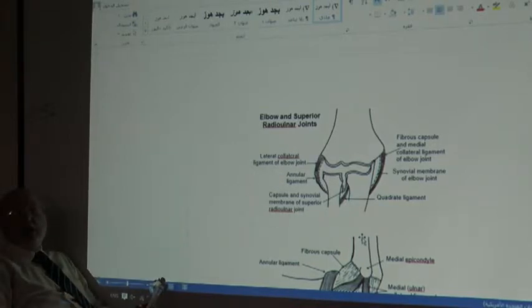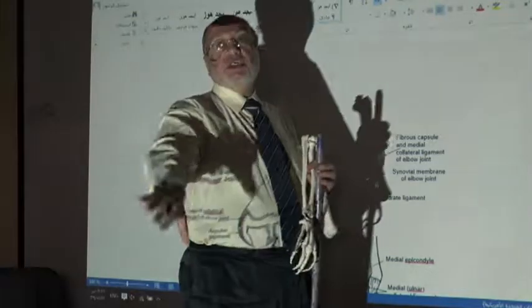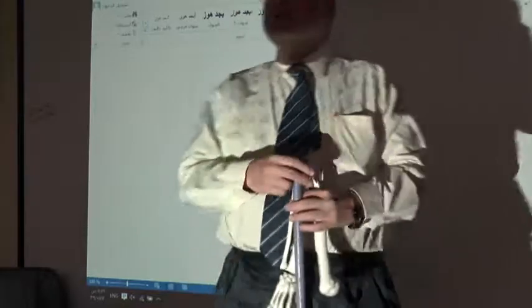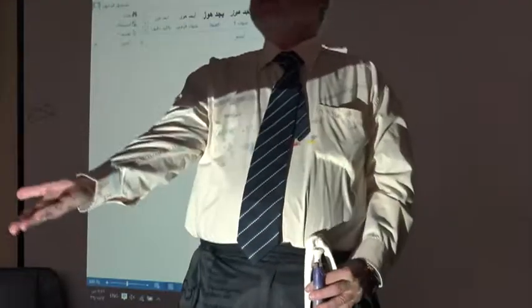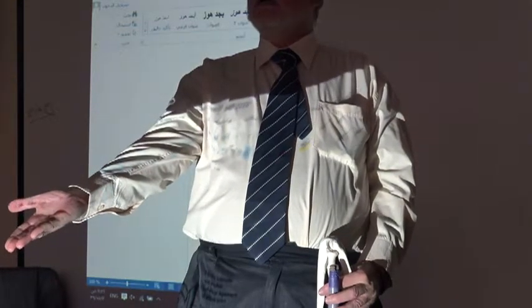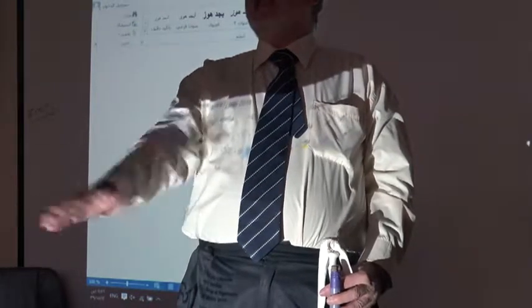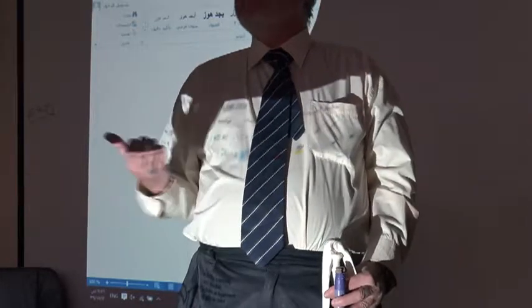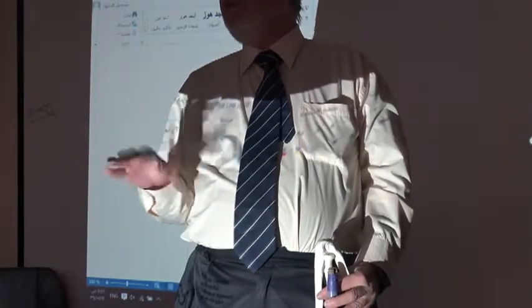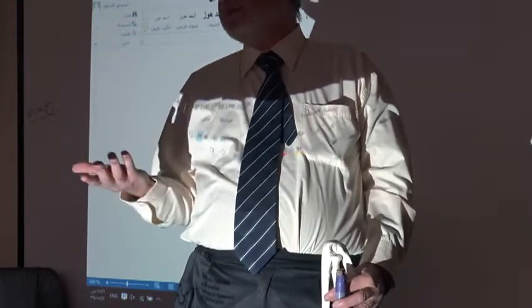Movement at the superior radioulnar joint is the same as at the inferior radioulnar joint, which is pronation and supination. What are the muscles producing pronation? Pronator teres and pronator quadratus. What are the muscles producing supination? Supinator and biceps during flexion of the elbow. The main supinator during flexion is biceps.